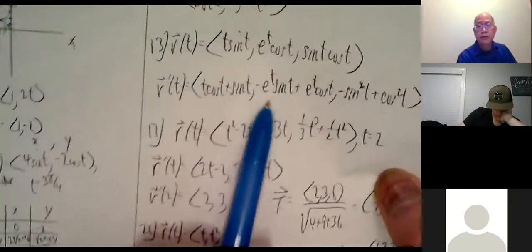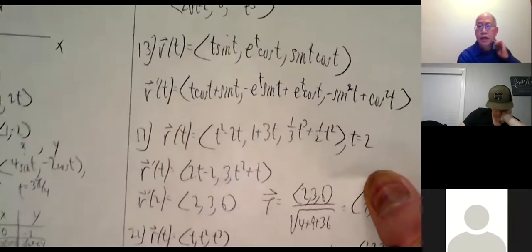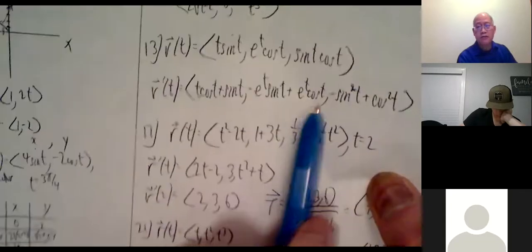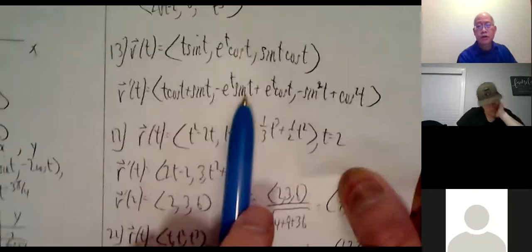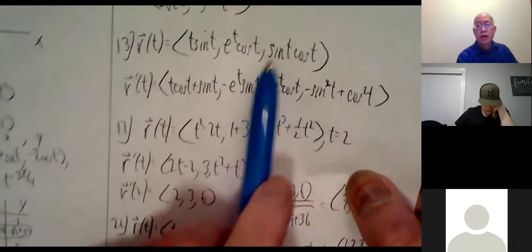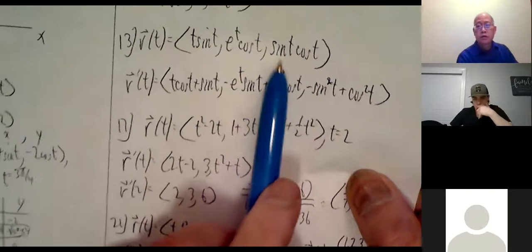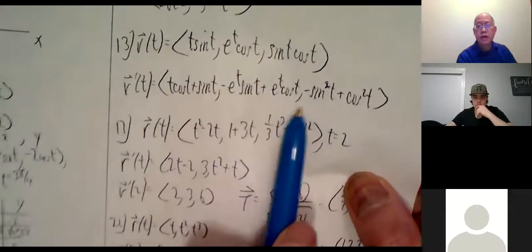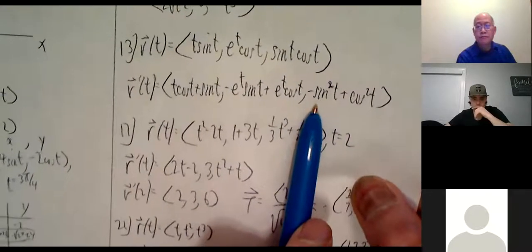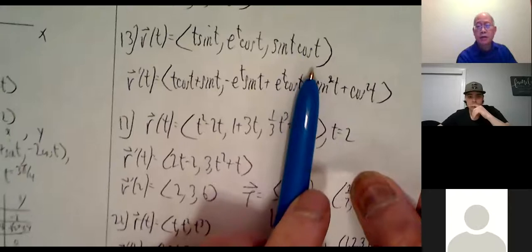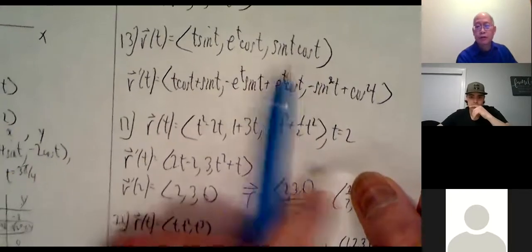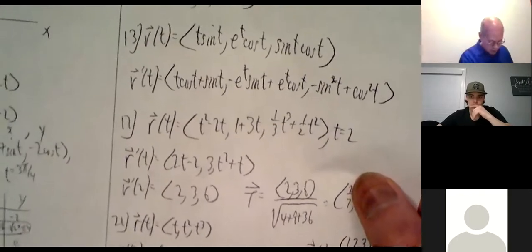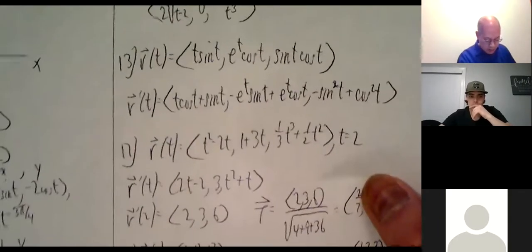So this is first times the derivative of the second plus the second, cosine of t, times the derivative of the first. The derivative of e to the t is itself. So that's the middle one, the y component. And then this one's a product rule. So first, sine of t times the derivative of the second. The derivative of cosine is negative sine. That gives me negative sine squared of t plus the second, cosine of t, times the derivative of the first. The derivative of sine t is cosine t, so cosine squared of t. So that's that.